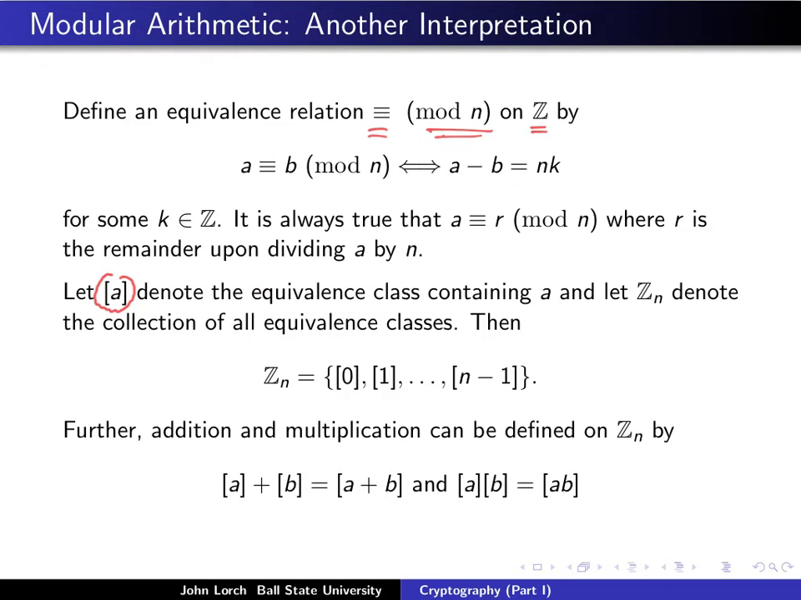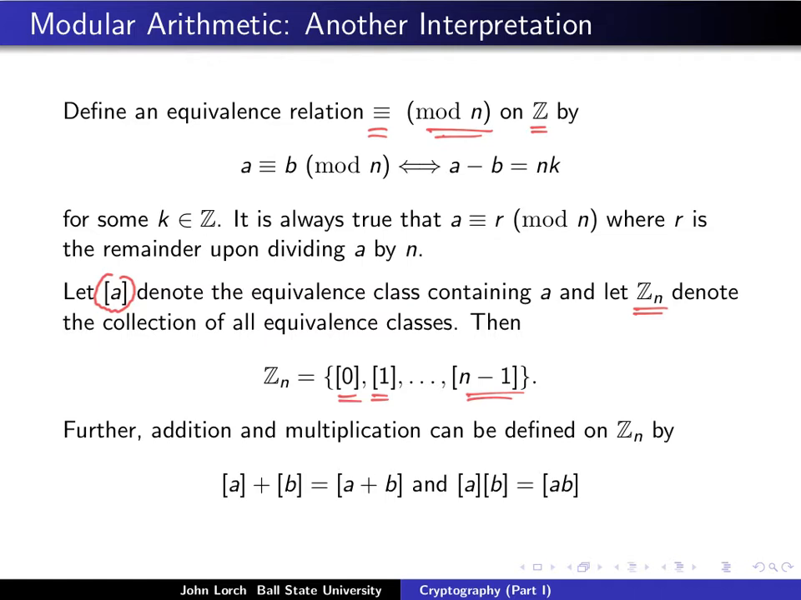So this equivalence relation gives us another way to think about this set Zn that we talked about and its arithmetic. So if a is an integer, we can let this a in brackets denote the equivalence class in the integers containing a. That is, it'll be a and all integers that are equivalent to a mod n, that is, a and all integers that differ from a by some multiple of n. So Zn now can be regarded as this collection of equivalence classes, and it turns out that there are n of them, represented by the numbers 0, 1, up through n minus 1.